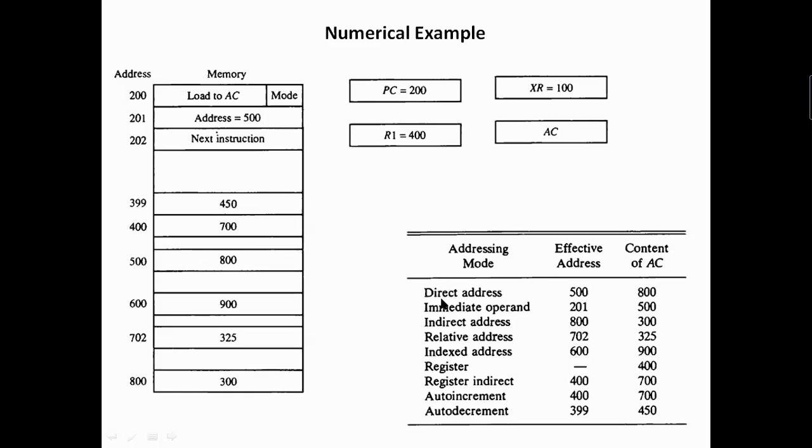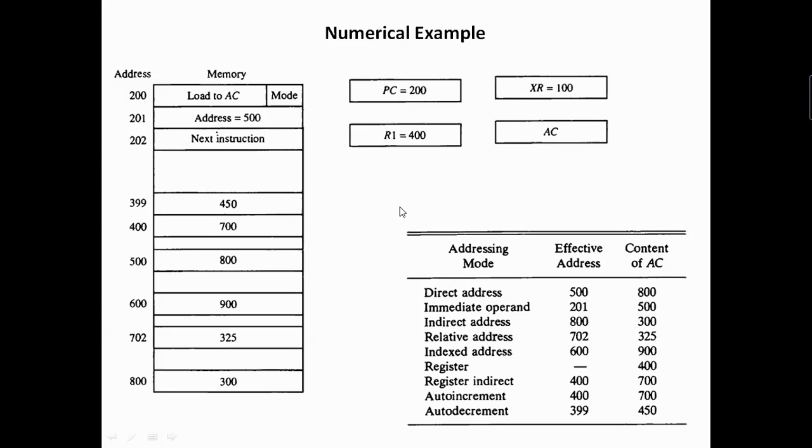We can see this direct addressing mode. So what will be the effective address in the direct addressing mode? If we see the instruction here, it shows address is 500. So if the address is 500, in the direct mode, we know that this 500 of the instruction means the effective address. So this 500 will be the effective address. So the operand will be at 500.